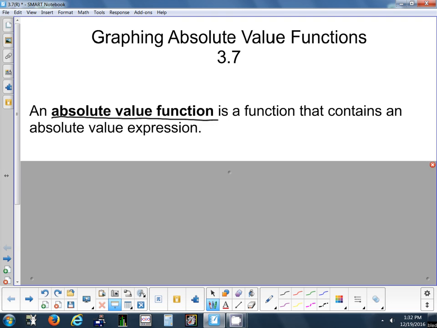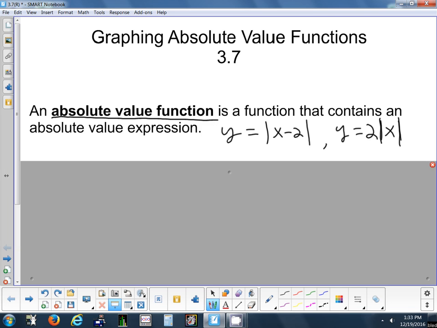Here's an example of one. Y equals absolute value x minus 2. I'm just showing you an example. Here's another one. Y equals 2 times the absolute value of x. Anything I write that has an absolute value in it. The absolute value signs look like ones, a little bigger.